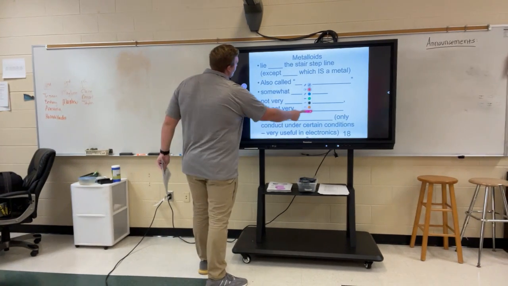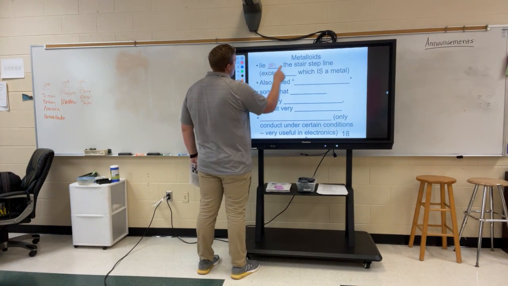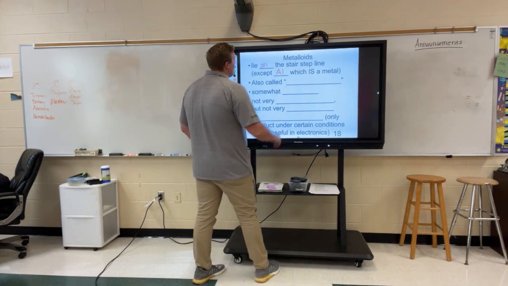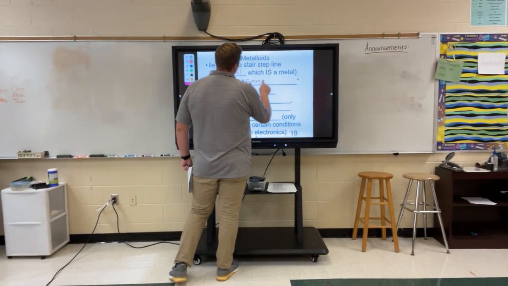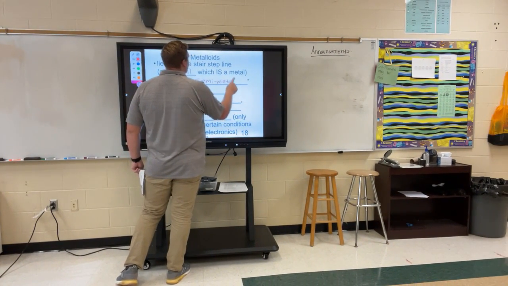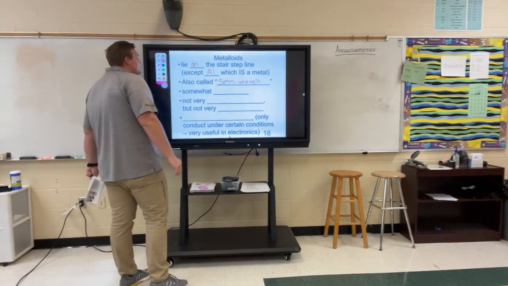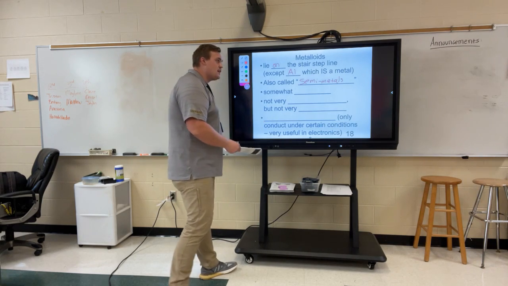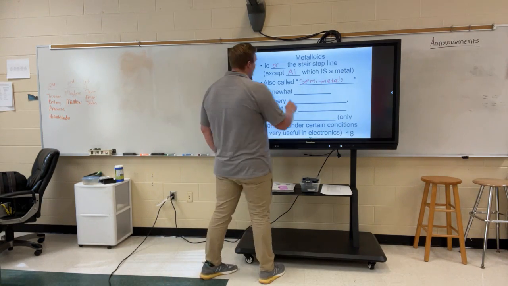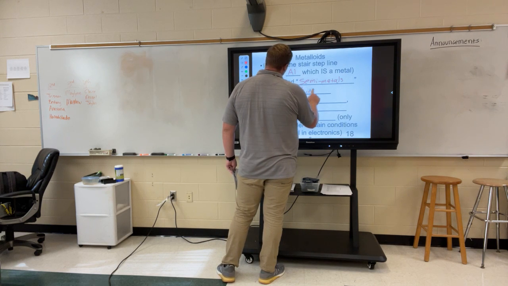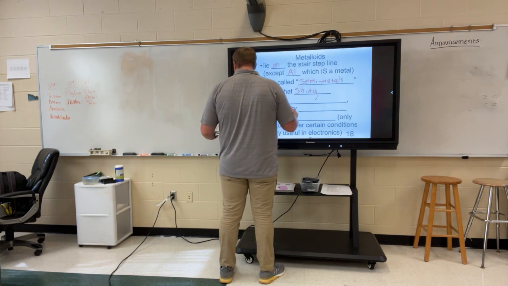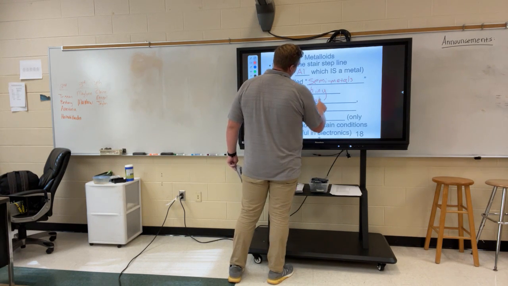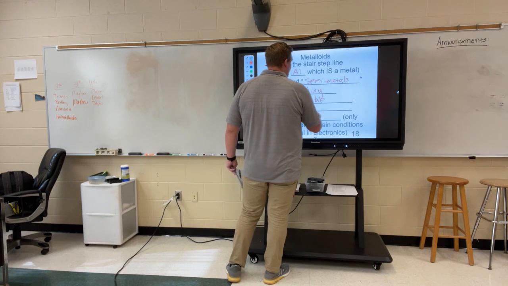Okay, and metalloids are on the stair-step line, except for aluminum, like I said, which is a metal. All right, some people will call them semi-metals. Okay, and so they're pretty much in between metals and non-metals. Everything that a metal is, they kind of have some of that property. So they're somewhat shiny. They're not really malleable, but they're also not really brittle. Kind of in between.